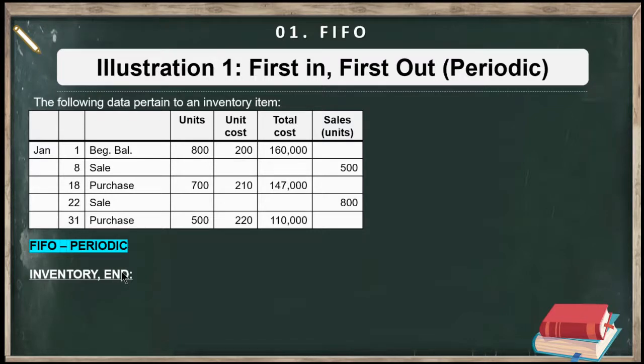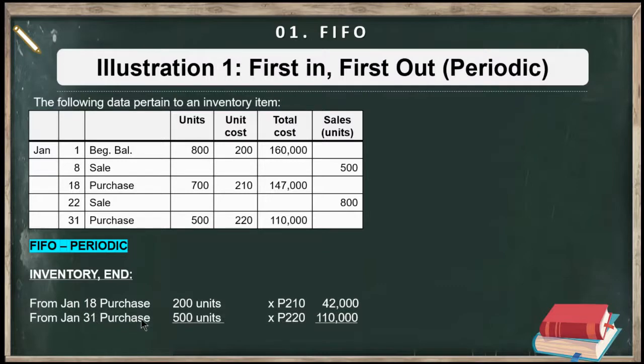To get the inventory end, we will trace the purchases from the very recent transaction. Remember that the inventory end is 700 units. Where do the 700 units come from? They come from the latest purchase. The latest purchase is this 500 units, which is from the January 31 purchase, 500 units times 220. That one comes first.